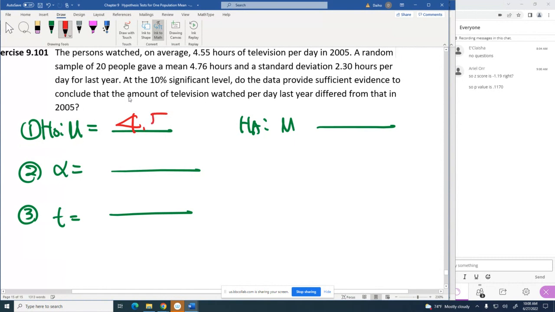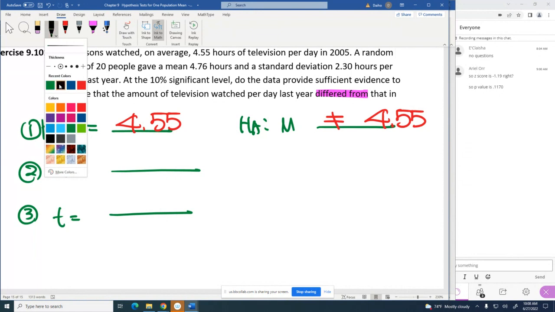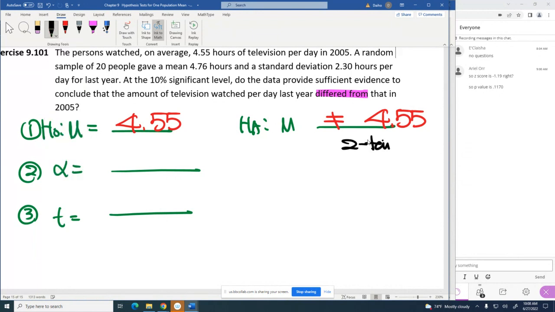4.55, yes. It is the old average in 2005. So let me plug in the 4.55. Next, what will be the inequality? Yeah, it is a difference, yes. So not equal to. Two-tailed. Remember, it must be two-tailed. Okay, can you see the alpha? 10%.